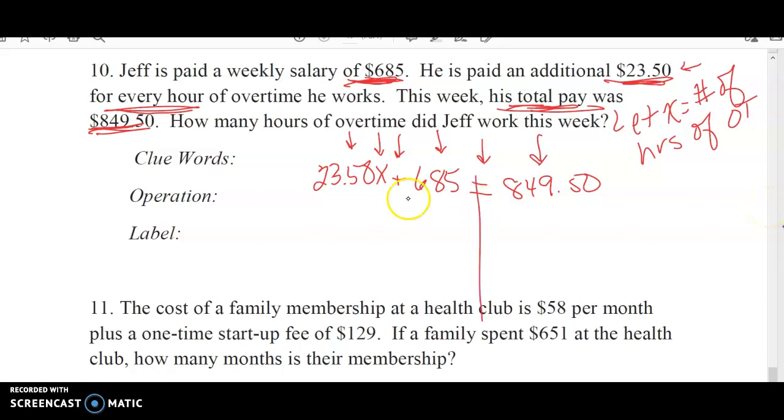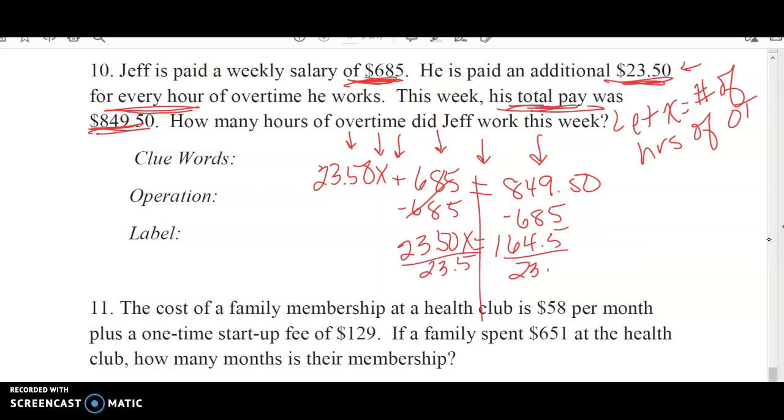So yes, now we know how to solve this. 685 plus 23.50 X, drop down your equals, 164.50. You can always pause and do this on your own. Divide by 23.5. And you're going to find out that he works 7 hours of overtime. 7 hours. Yes, you would write a sentence. For time's sake, I'm not writing a sentence.